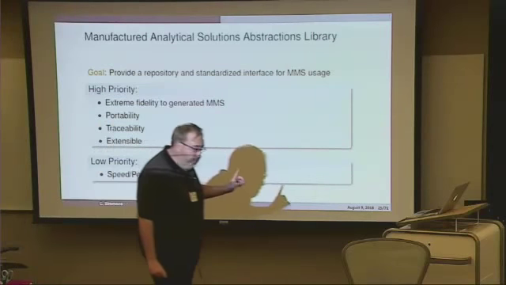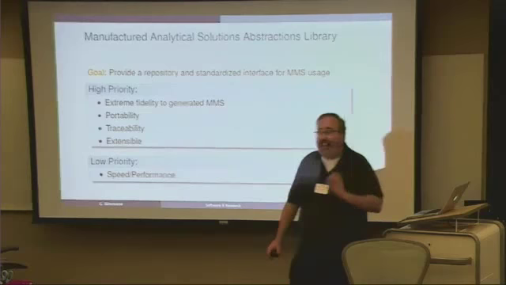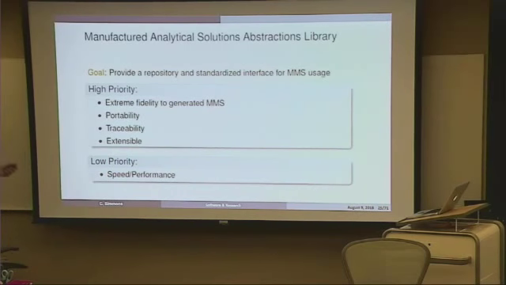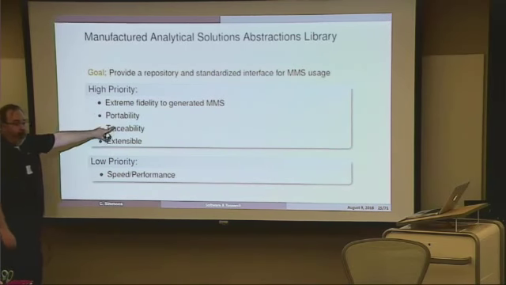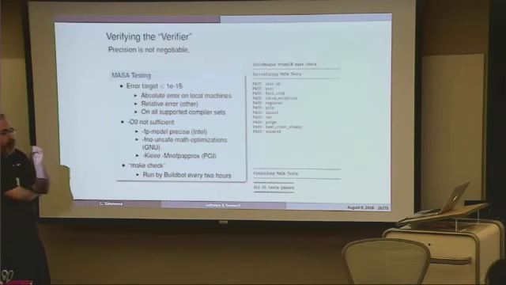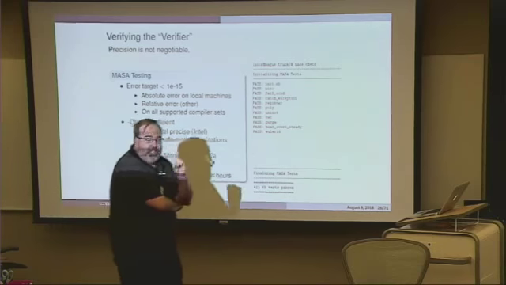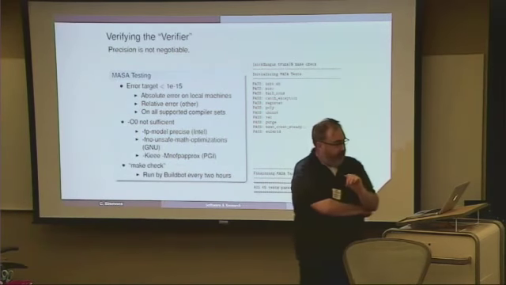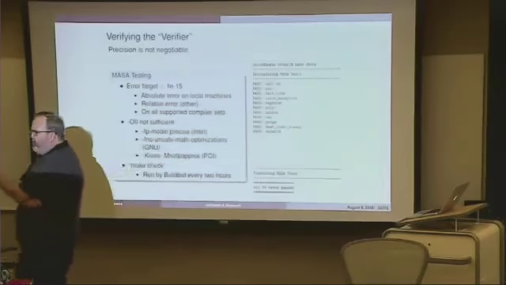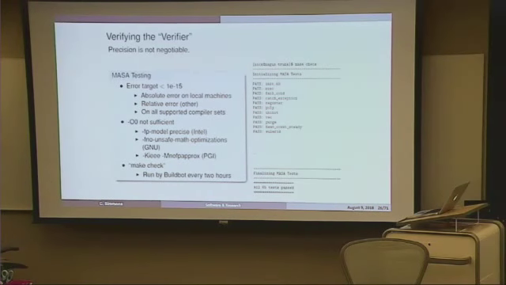MASA is our library, which is on GitHub, and its goal is to provide a standard interface for MMS usage, preserve extreme fidelity, be portable, traceable, and extensible. Our original goal was to reproduce an absolute error within 10 to the negative 15. And we wanted to support all compilers, for some subset of all: GNU, Intel, and PGI, because we were working on a lot of DOE systems at the time.